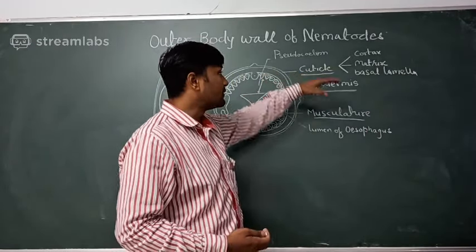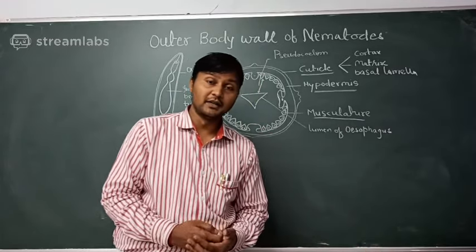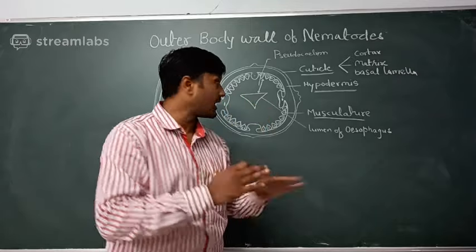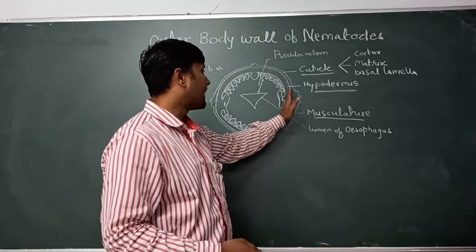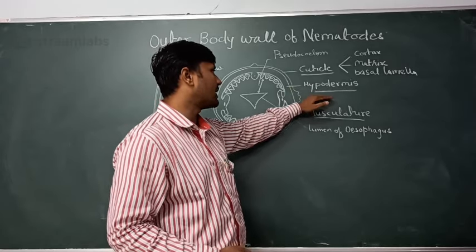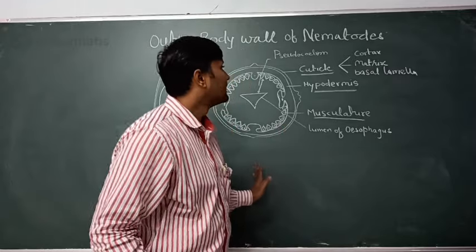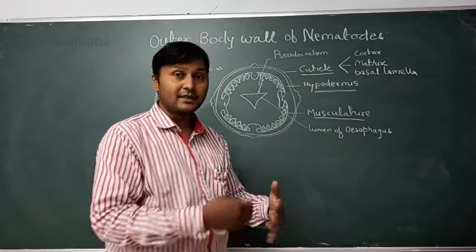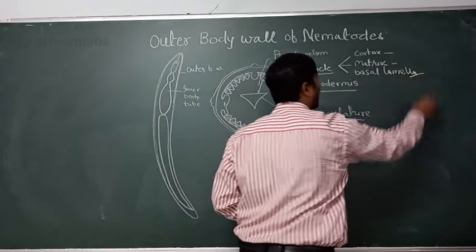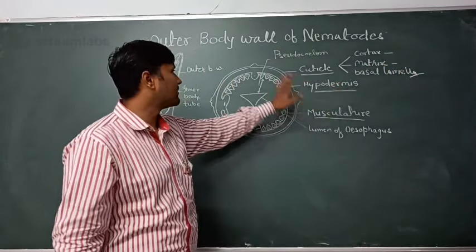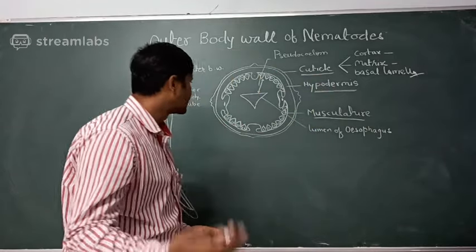This cuticle is shed off during the molting time, and during the whole life cycle of the nematode there are 4 molts. That means 4 times this cuticle is shed off, and it is replaced by the underlying hypodermis. The secretion of the underlying hypodermis makes the cuticle after the molting. The cuticle also has 3 layers, that is cortex, matrix and basal lamina, and it is made of 80% collagen and lipids.